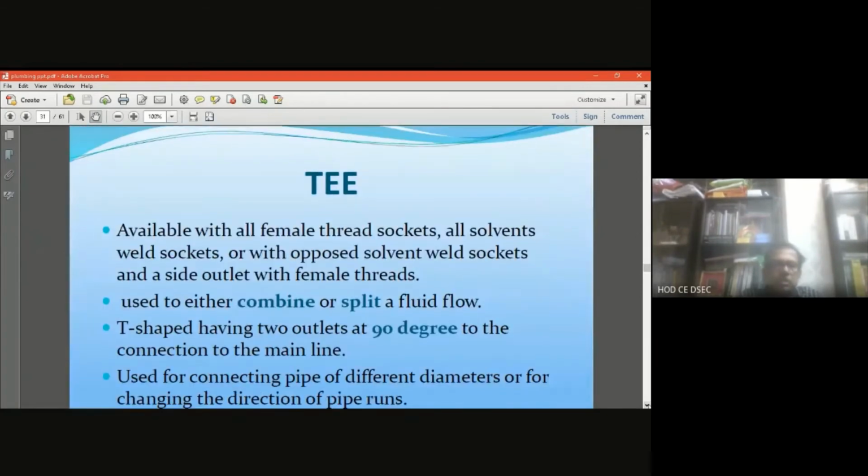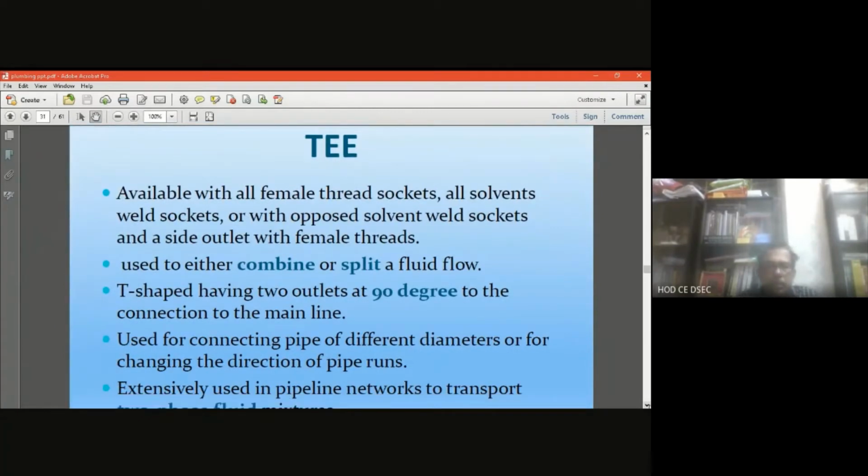Now the T, I've already shown you the photograph, is available with all female thread sockets, all solvent weld sockets, or with opposed solvent weld sockets and a side outlet with female threads, used to either combine or split a fluid flow. You can split the fluid flow in three directions, or you can combine the fluid flow.